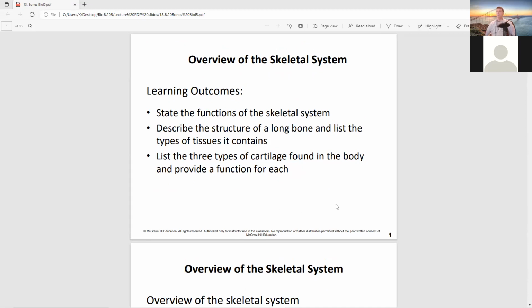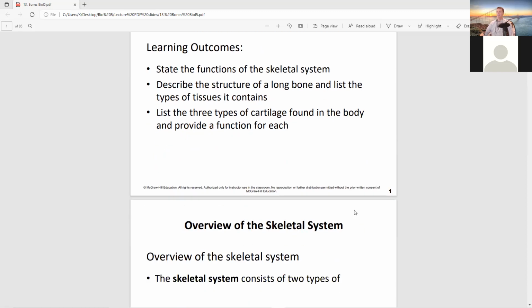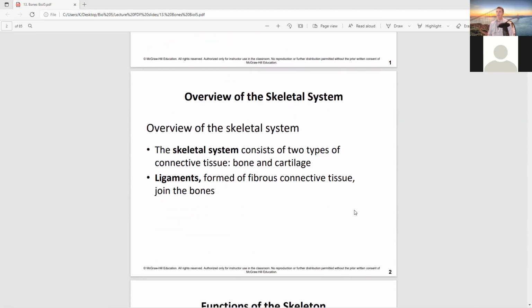Okay, so today we're going to be talking about the skeletal system. Your learning outcomes are to state the functions of the skeletal system, describe the structure of a long bone and list the types of tissues it contains, and list the 3 types of cartilage found in the body and provide a function for each. The skeletal system consists of 2 types of connective tissue, bone and cartilage.